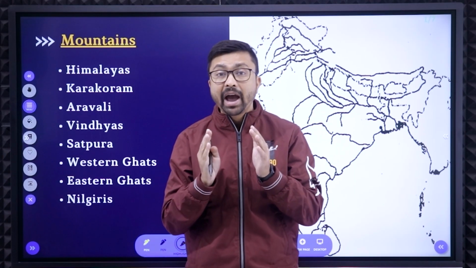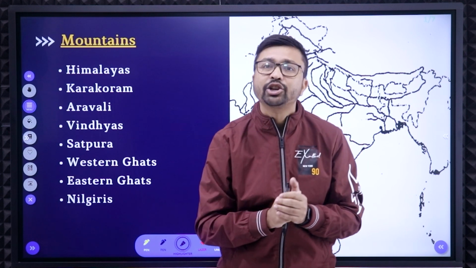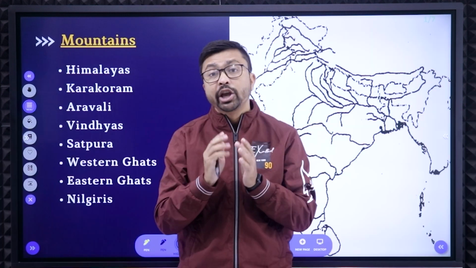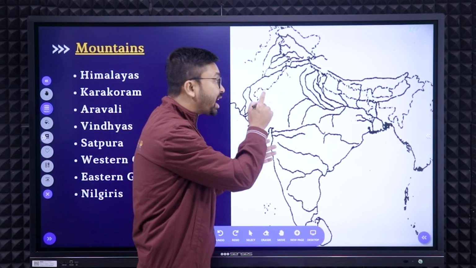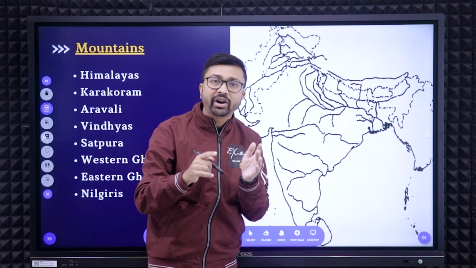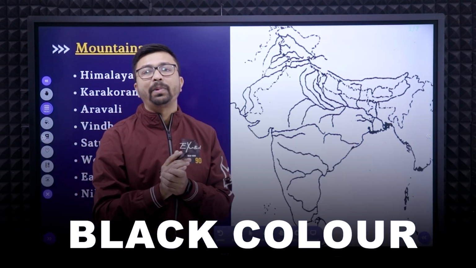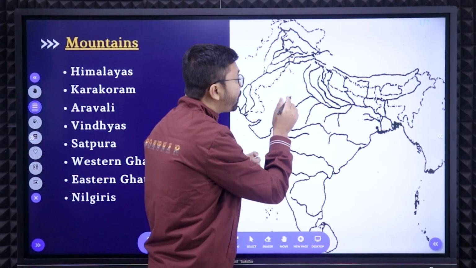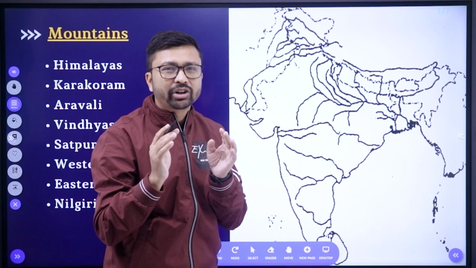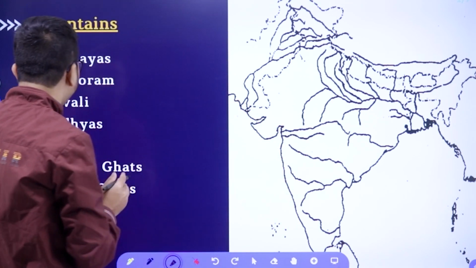Before starting the map work, let me tell you one thing. Map marking should be done with brown color. You can do it with black color also, but the map page you will get has its river line, political boundary, everything marked in black color. So if you mark the mountains with black color, it may create some confusion. That's why I suggest using brown color for marking. So let's start one by one.